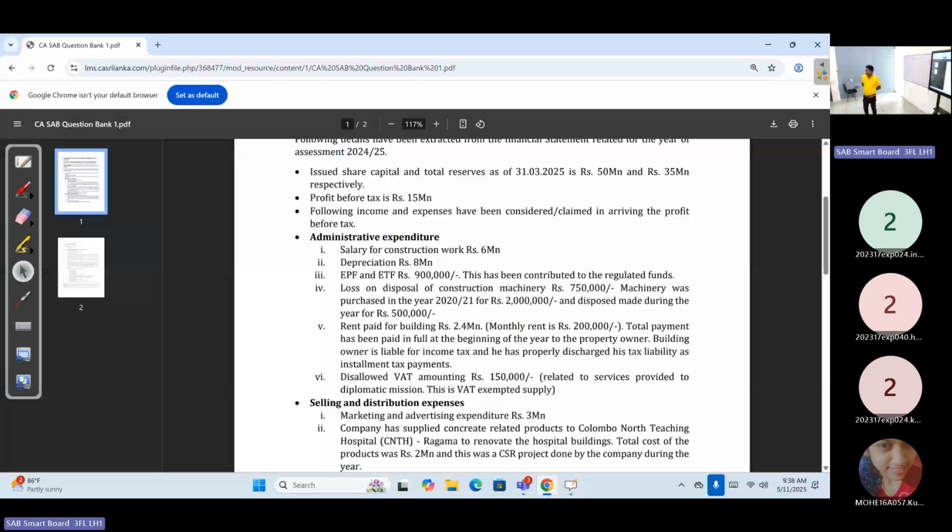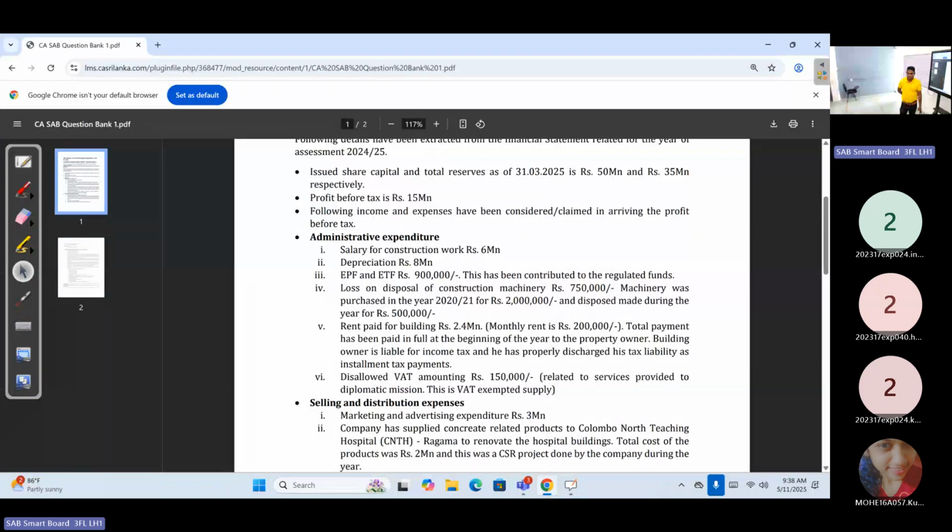The owner is liable for income tax, so that is something else, right? So he is liable, he is paying taxes. It's none of our business. He is paying tax, right? This is duty. So here the point is, we have already paid a total of 2.4 million.